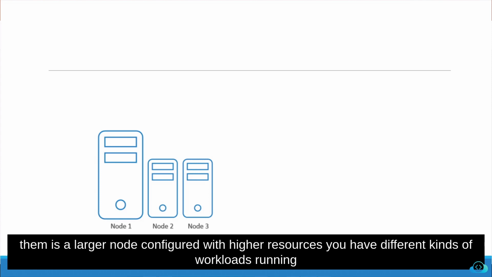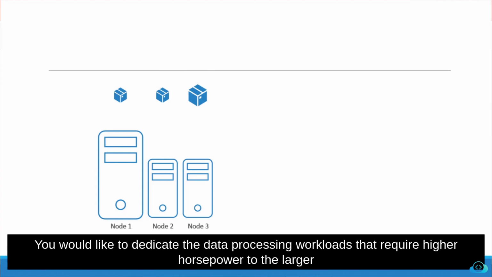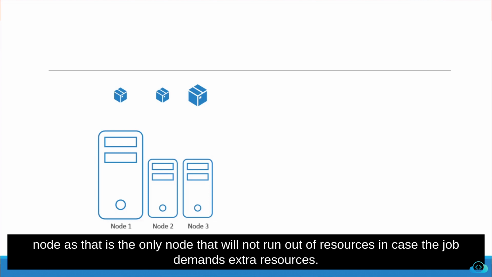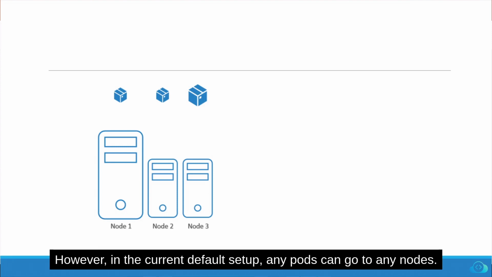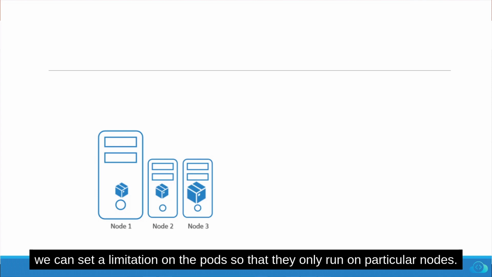You have different kinds of workloads running in your cluster. You would like to dedicate the data processing workloads that require higher horsepower to the larger node, as that is the only node that will not run out of resources in case the job demands extra resources. However, in the current default setup, any pods can go to any nodes. So pod C in this case may very well end up on nodes 2 or 3, which is not desired. To solve this, we can set a limitation on the pods so that they only run on particular nodes.